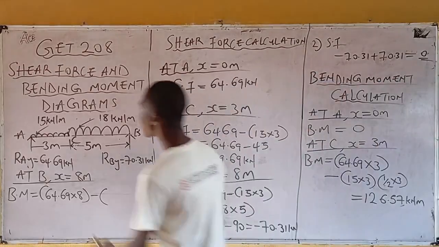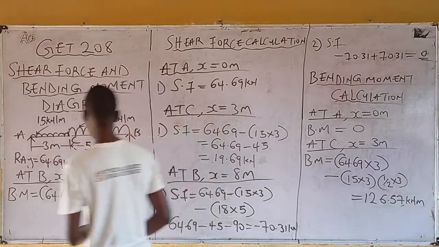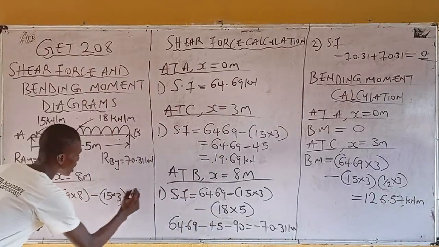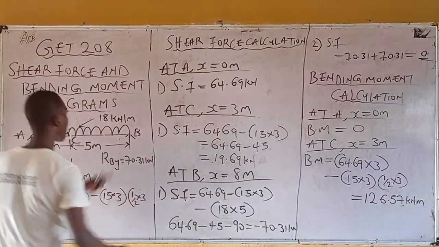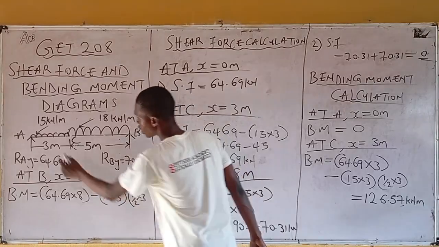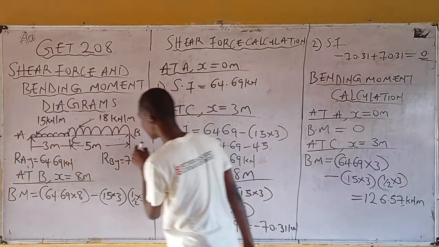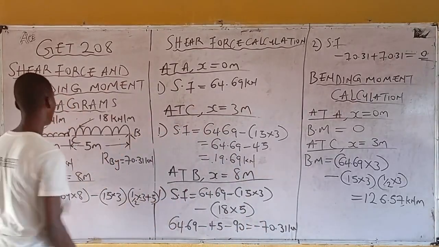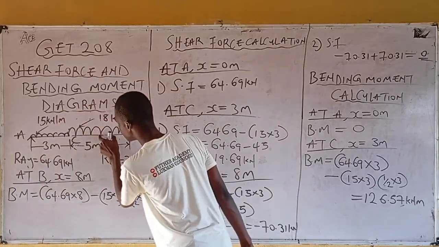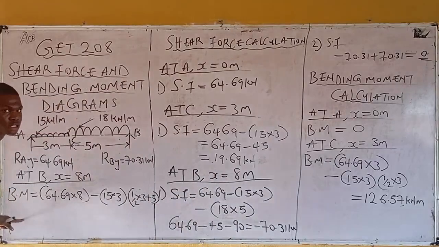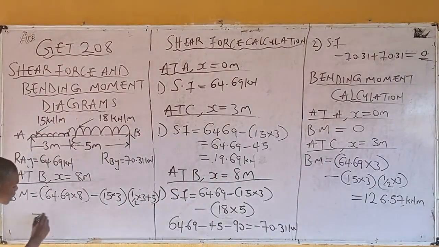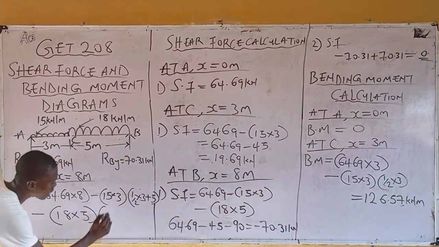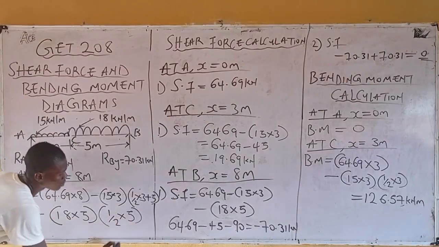From here, this UDL: what is my force? 15 times 3. What is my distance? 1/2 times 3, but I'm going to B. This 3 is just the force of this UDL. The remaining distance to get to B is 5, so plus 5. I'm done with this UDL. Next, I have this UDL. Same idea. In what direction, clockwise or anti-clockwise? Anti-clockwise, so minus, all in brackets. The force is 18 times 5. The distance is 1/2 times 5.